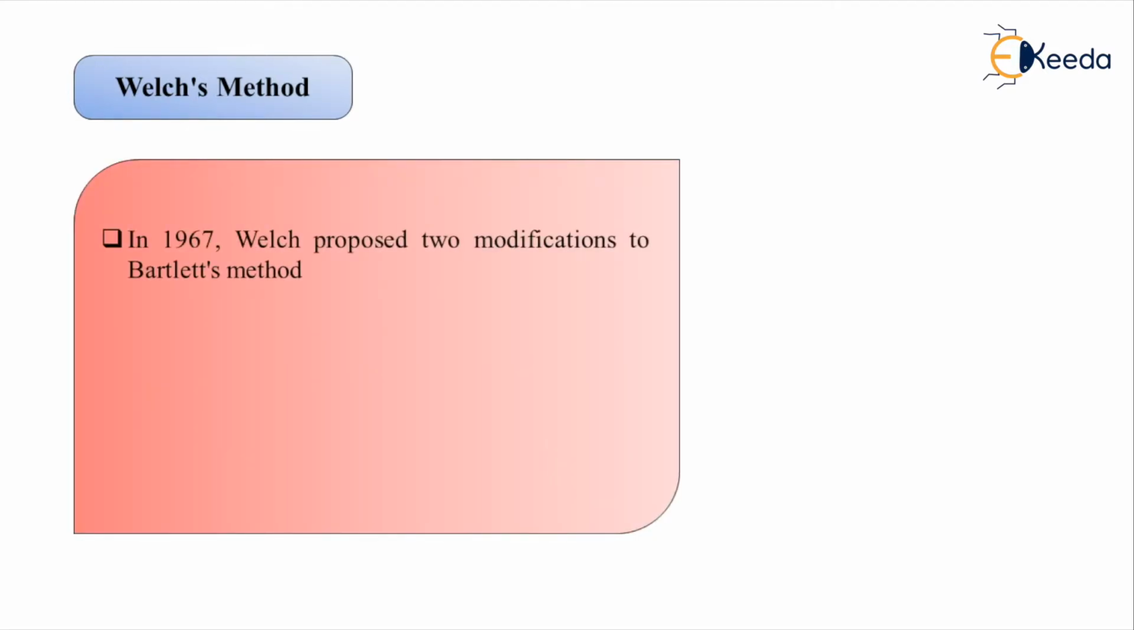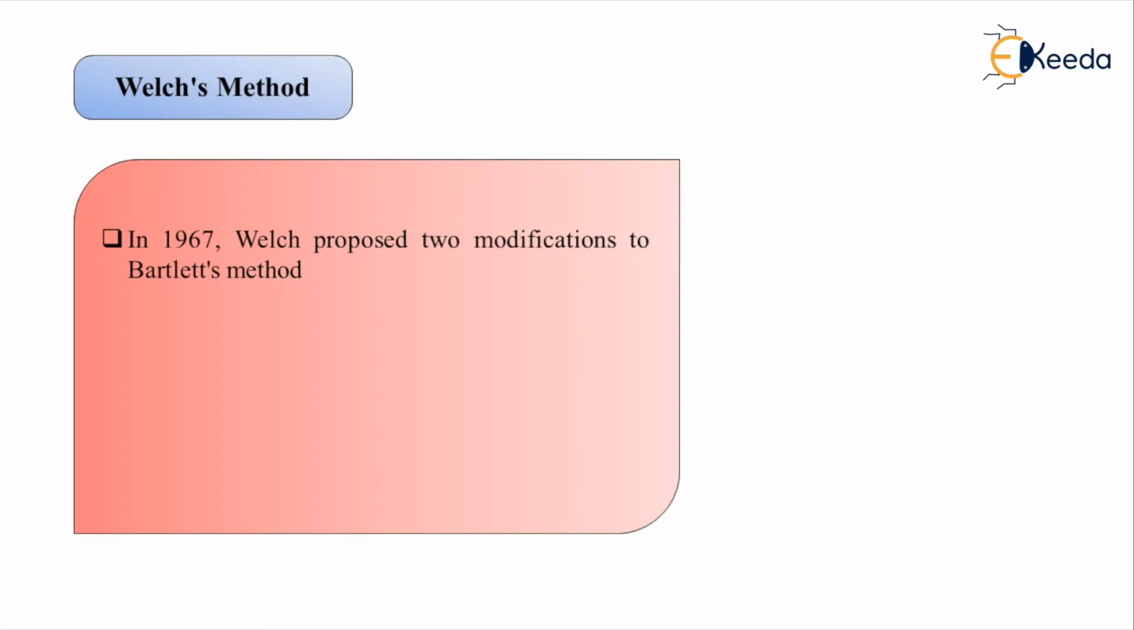Welch's method has been in practice after its proposal in the year 1967, and this method has essentially been derived by making two modifications to the earlier method that we already addressed in the eighth topic, that is, Bartlett's method.